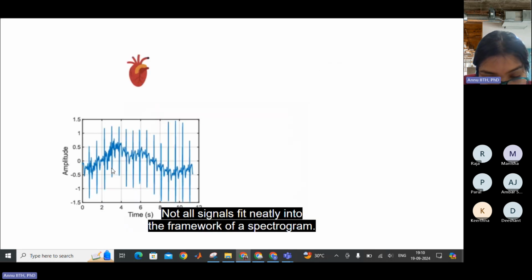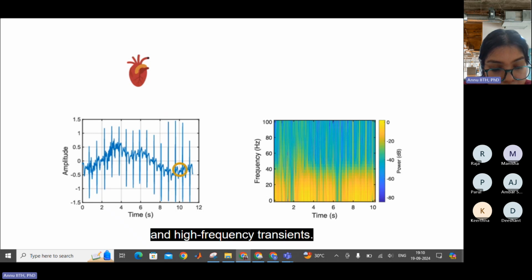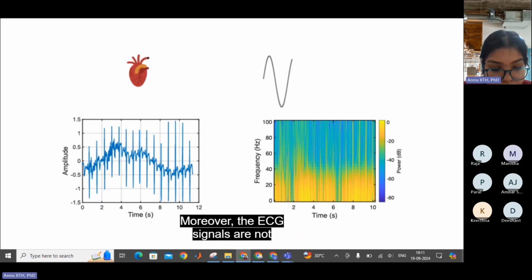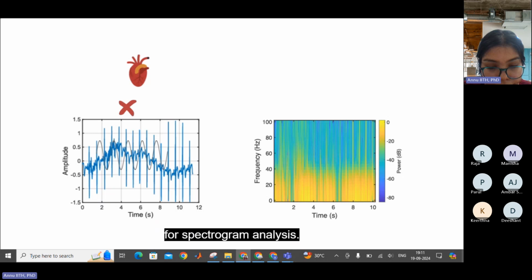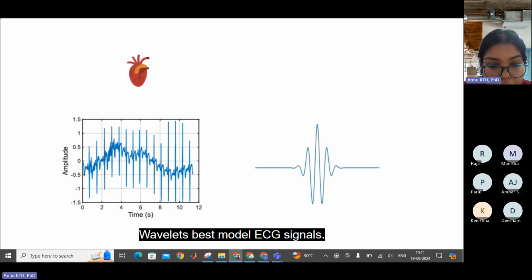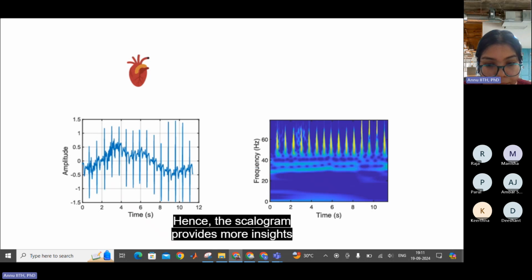Not all signals fit neatly into the framework of a spectrogram. For example, an ECG signal has slow varying components and high frequency transients. Moreover, ECG signals are not very sinusoidal in shape, which makes them less suited for spectrogram analysis. Wavelets best model ECG signals, hence the scaleogram provides more insight. So wavelets are best for the ECG signal because it is not very much time varying compared to the other signals that we have in practice.